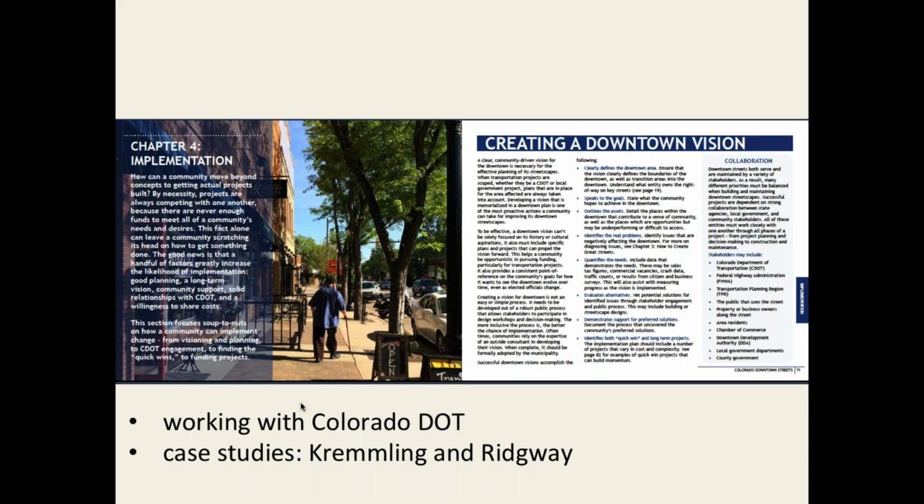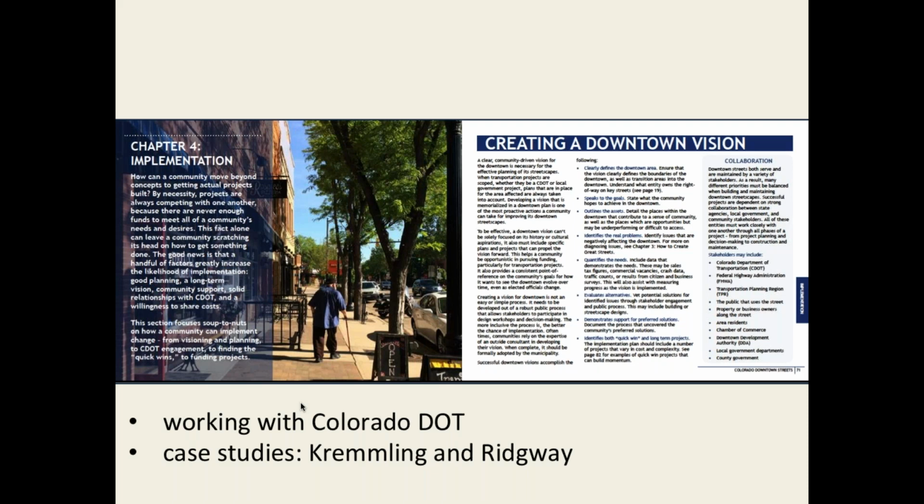So chapter 4 is all about implementation, speaking of getting stuff done. And this has a couple of different sections within the chapter. We begin with talking about how you can work and partner with the Colorado DOT, how you can understand the way that they do business, and how you as a community can time it right to work well with them, particularly when they're going to come and do a project on your main street that is also a state highway. How do you effectively partner in and accomplish mutual goals? We have a couple of case studies that highlight how you do that. Both Kremmling and Ridgway are really excellent examples that I encourage you to look up.